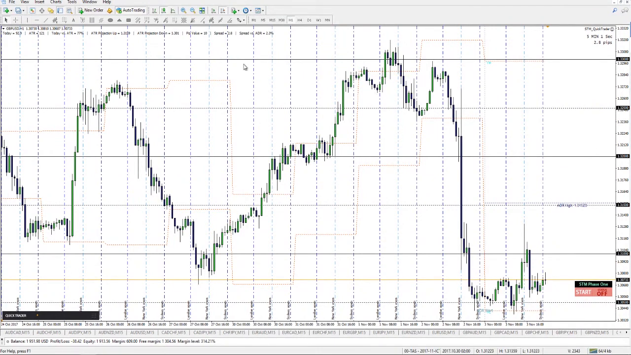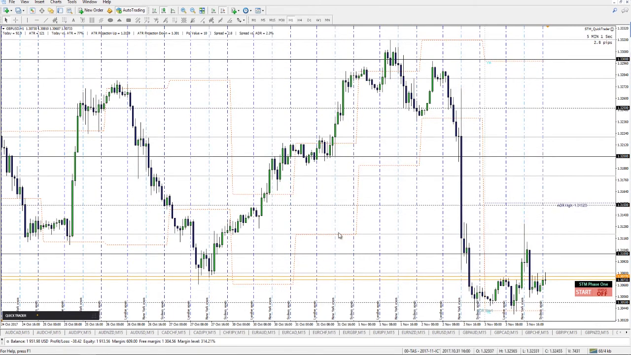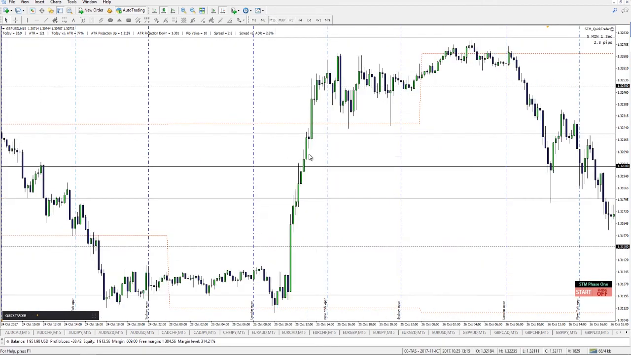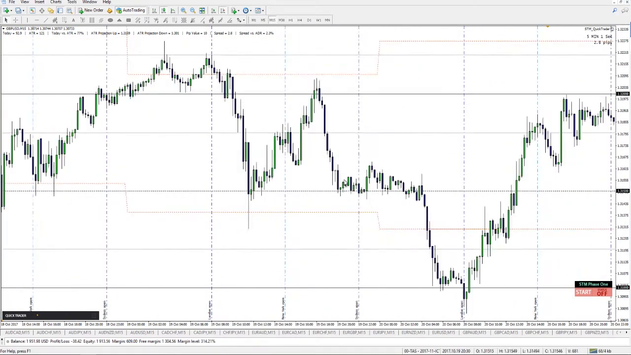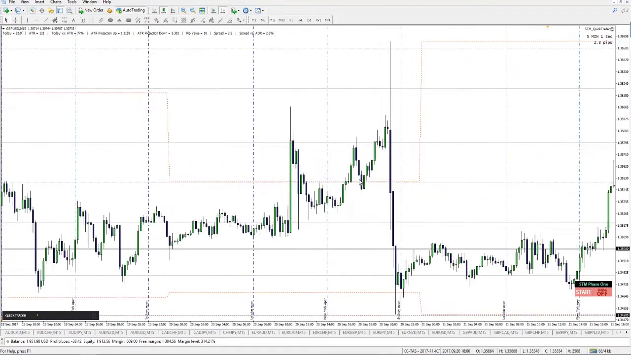So what I have here is Sydney. It's session markers that are vertical. Let's put them on 1 hour. The black session marker is Sydney Open. The next one is London Open, and the light blue is New York Open. And I'll move away from history back to anywhere.